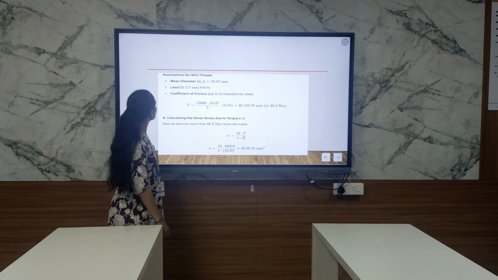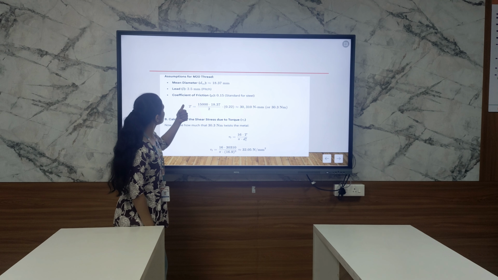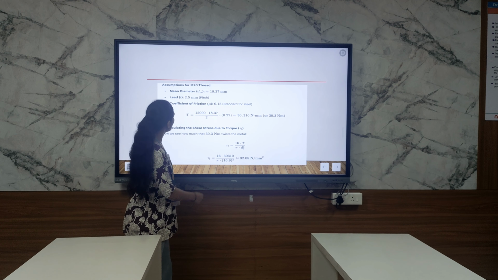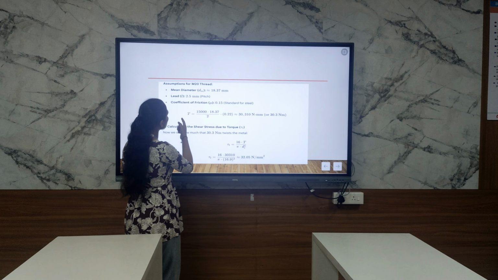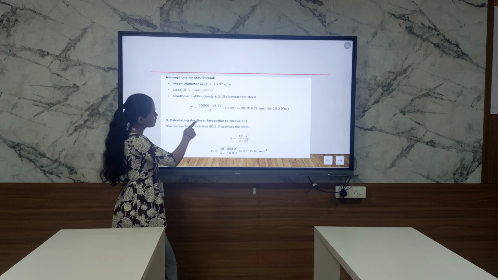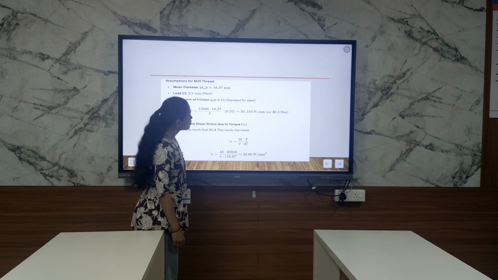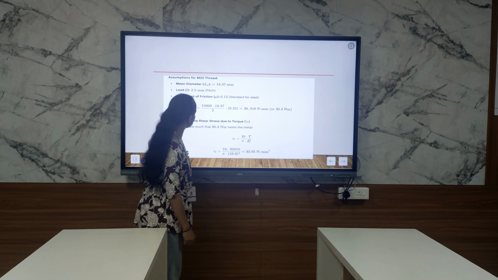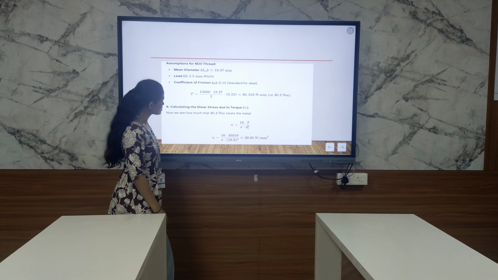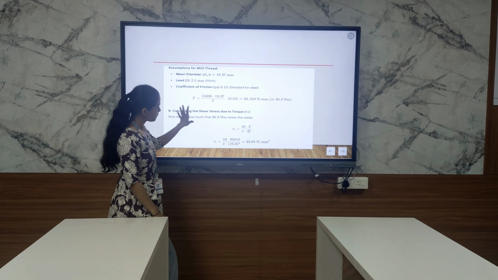Assumption for M20 thread: mean diameter 18.37 mm, coefficient of friction 0.15, and torque is equal to 50,000 × 18.37/2 and the total value is 30,300 N·mm. Calculating the shear stress due to torque. Now we see how much that 30.3 Newton meter twists the material.